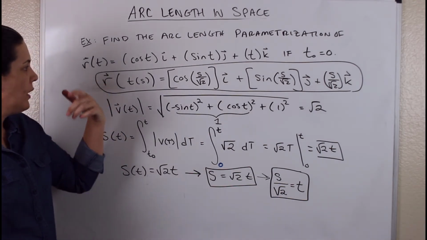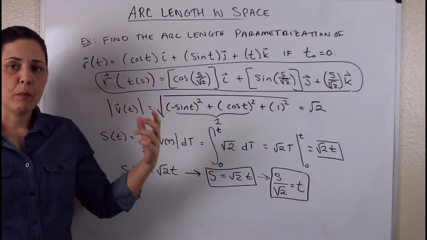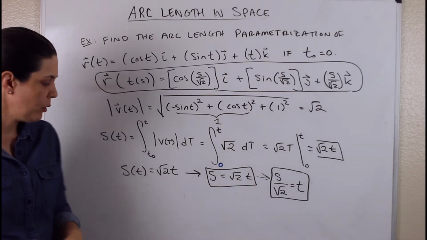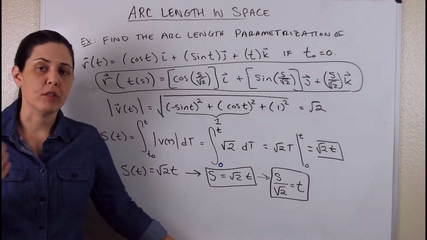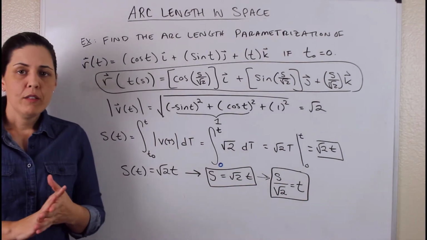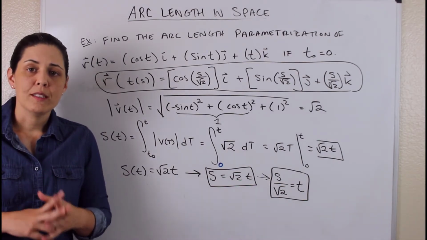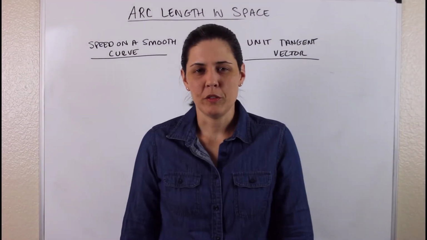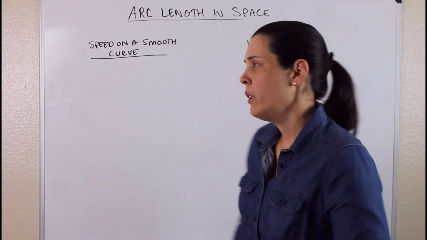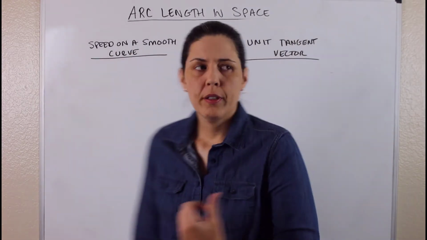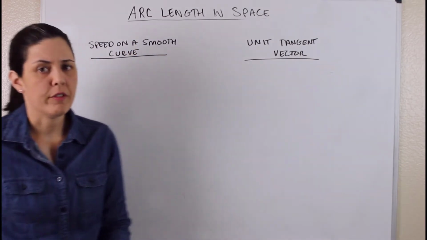So now if I input numbers for s, each number represents a unit of arc length, whereas t might represent something like 1 unit of time. So I'm going to give you a little bit more, and then we'll finish off with 2 examples. Alright, so 2 more pieces of information for you here: speed on a smooth curve, and then the unit tangent vector.